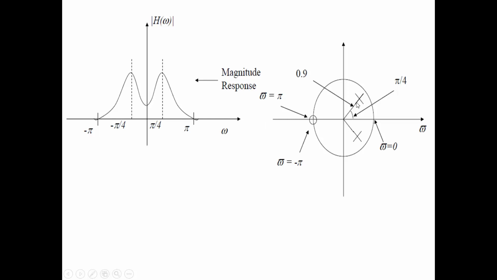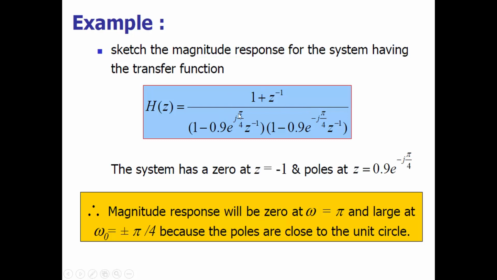Now these two poles are located at pi by 4 angle, right? Because they are a complex conjugate pair of poles. In that case, there will be resonance at pi by 4. Once the resonance takes place, there will be a peak at pi by 4, right? We will talk about the resonance and the complex conjugate pair of poles more in the coming lectures, but at pi by 4 there will be a peak. So it is very evident from this transfer function.